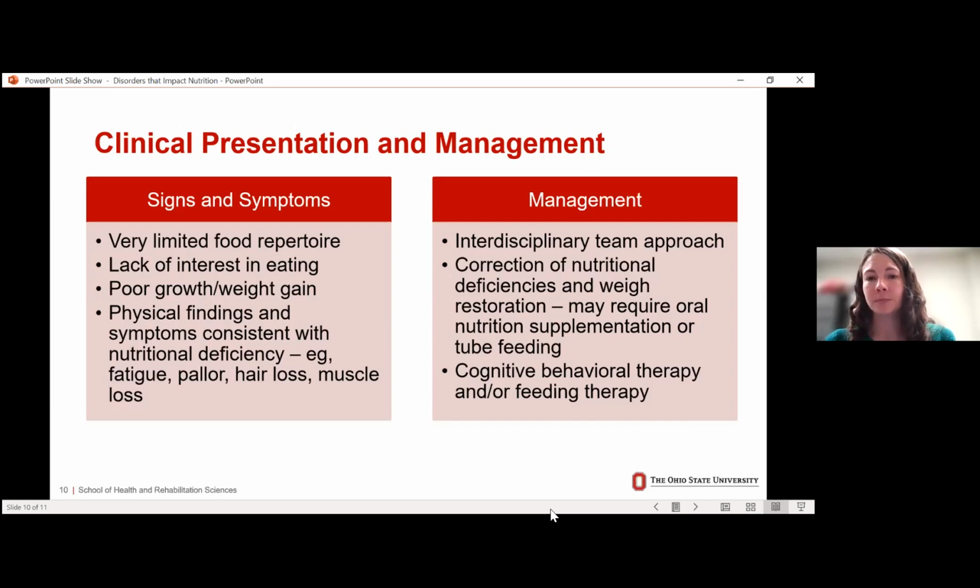or tube feeding even, and that's more severe cases. Cognitive behavioral therapy and or feeding therapy may be utilized. Feeding therapy involving an occupational therapist, speech therapist can be really helpful for kids who are having those sensory disorders, and supporting children with that gradual exposure to different types of foods so that they can expand their diet. Cognitive behavioral therapy can be really helpful for people who are dealing with a lot of that anxiety, those food fears.